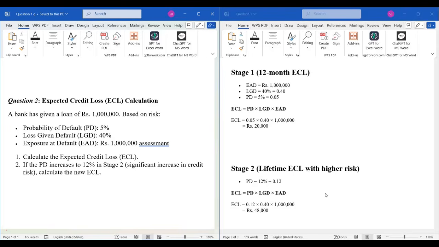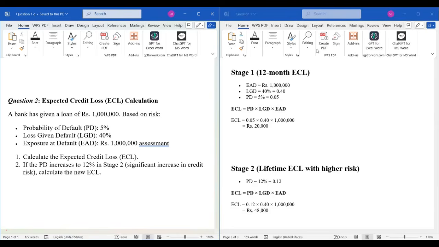But this time the answer is 48,000. So it says that if the risks are higher, the loss also will be higher. So this shows how banks adjust their accounts to reflect the real credit risks, giving us more transparent and reliable financial reporting.